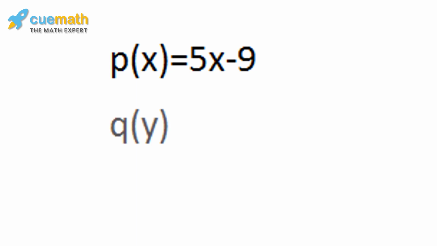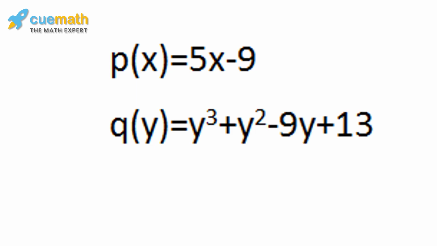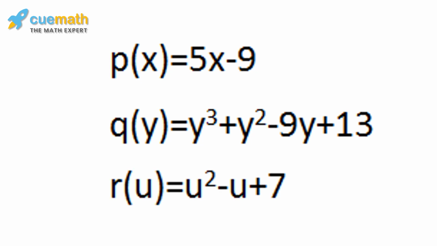Let us take one more example. So q of y equals y cube plus y square minus 9y plus 13. So this polynomial q of y depends on the variable y. Similarly, the polynomial r of u equals u square minus u plus 7 depends on its variable u. Let's now work on a few questions based on the concepts which we have just learned.